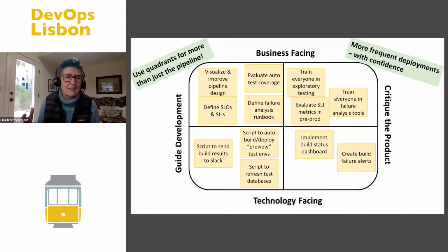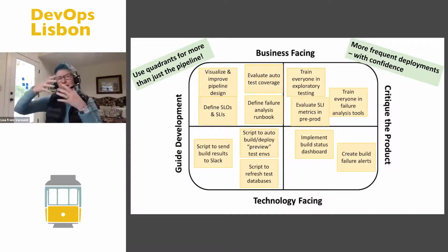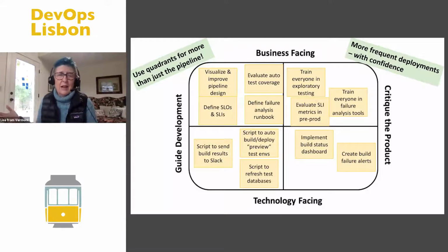Things like visualizing our pipeline design, like those images I showed you earlier. What's the value stream map? Where are we having handoffs? Where are we having bottlenecks? We can visualize that and plan that activity to make sure we're happy with our pipeline. Creating our alerts, that's in the more technology-facing area. Just training people. We've got monitoring tools. Hooray! We got observability tools. Do people know how to use them? We need to plan time to train people in those tools.